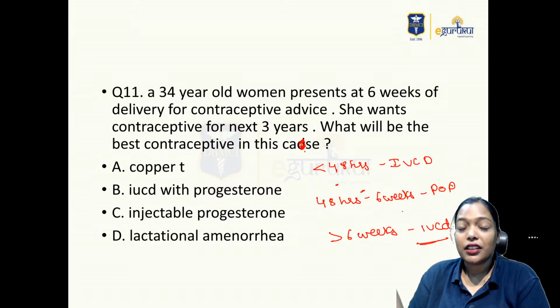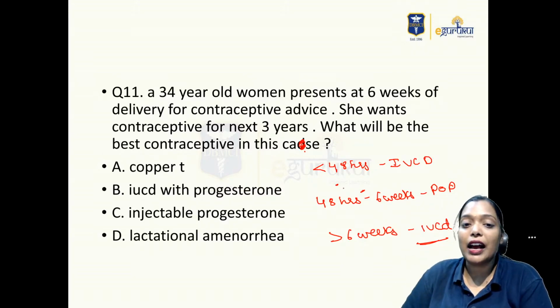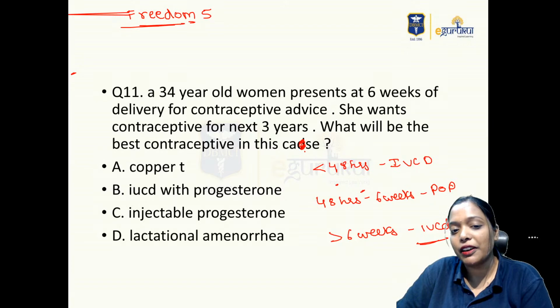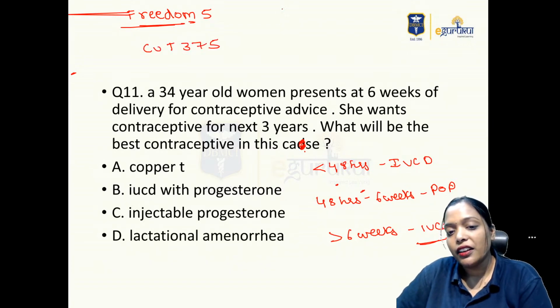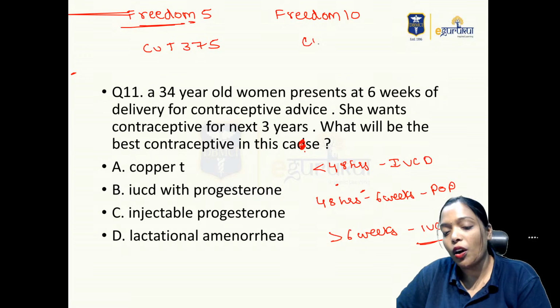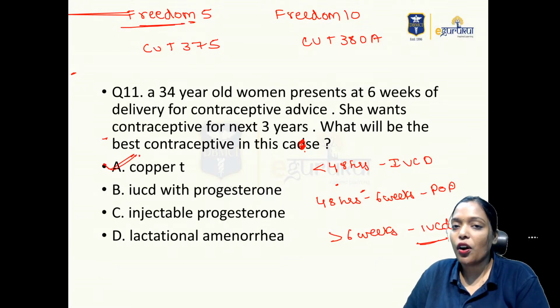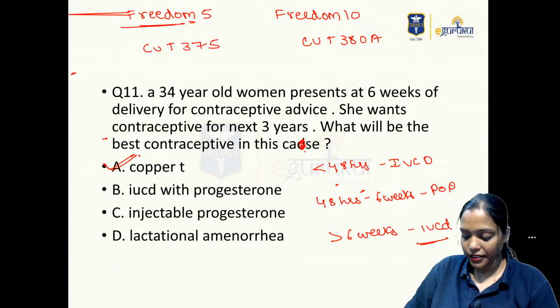almost 3 years. Right? And we also know that we have two copper Ts which are given free by the government. That is Freedom 5. If you want 5 years of freedom, then Freedom 5, that is copper T 375. And if they want contraception for 10 years, it is Freedom 10, that is copper T 380A. So the best contraception after 6 weeks and for long term will be copper T, right?